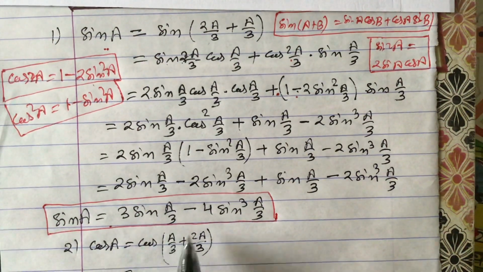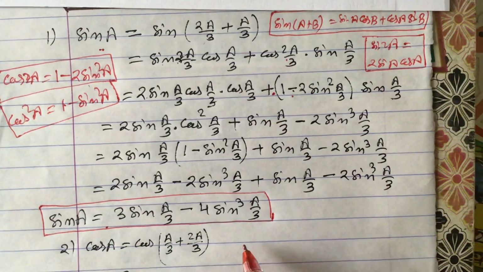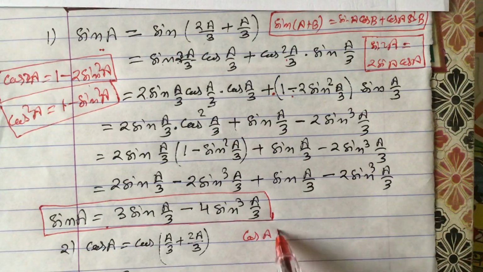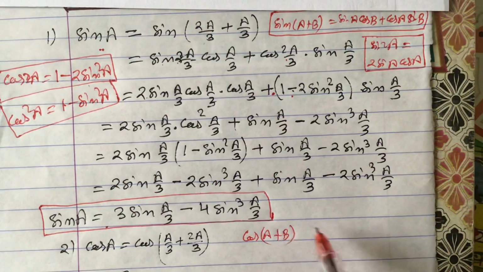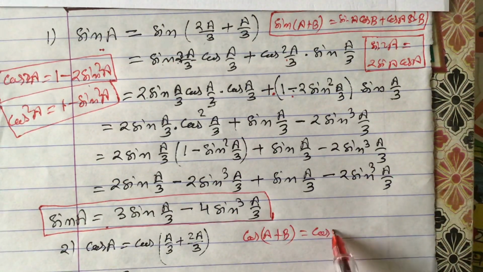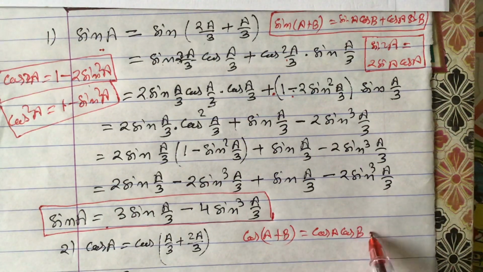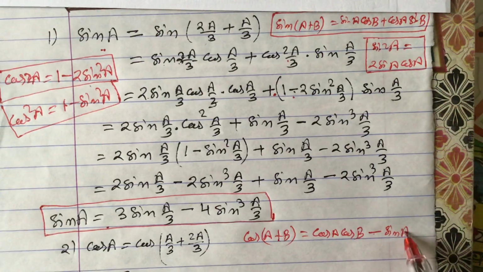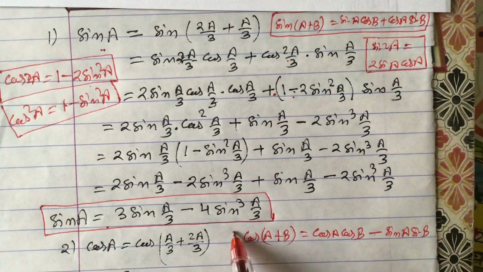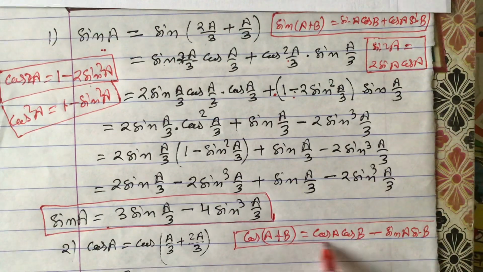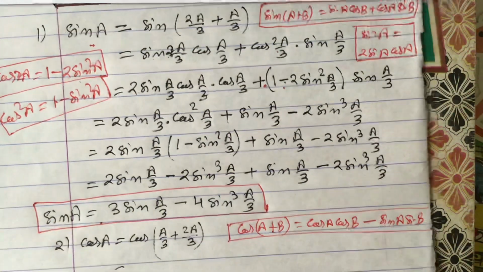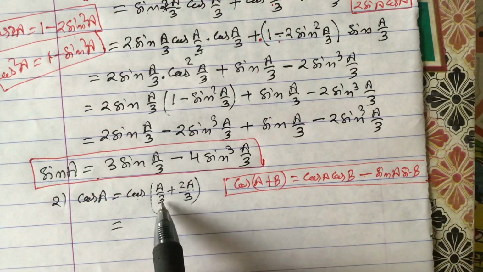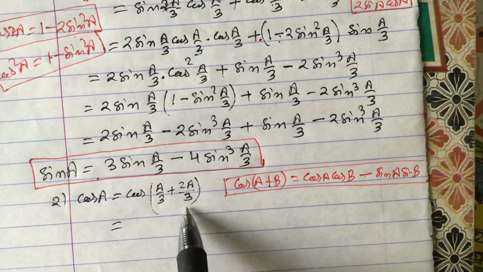Now we have to apply the cos A plus B formula. That formula we have learned in class 9. So the cos A plus B formula we can use this one, okay. Compound angle: cos A plus B is cos A cos B minus, if it is plus it will be minus, remember this one, and then sine A sine B. This formula we have learned in the compound angle chapter. Now let us apply here the cos A plus B formula. Just replace A by A by 3 and B by 2A by 3.